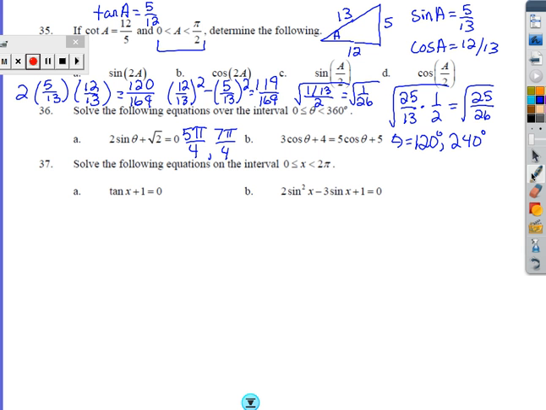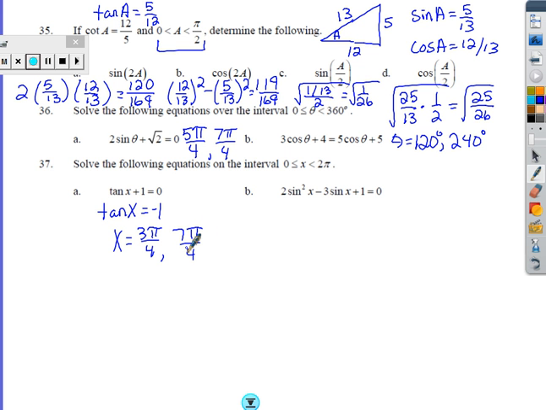Number 37. Letter A is pretty simple. I subtract the 1 on both sides, so I get tangent x equals negative 1. And if tangent's going to be negative, then I know that I have to be in either quadrant 2 or quadrant 4. And if I'm talking about tangent being 1, then it must be the 45, 45, 90 triangle. So x would be 3 pi over 4. That'd be my answer in quadrant 2. Or if in quadrant 4, 7 pi over 4.